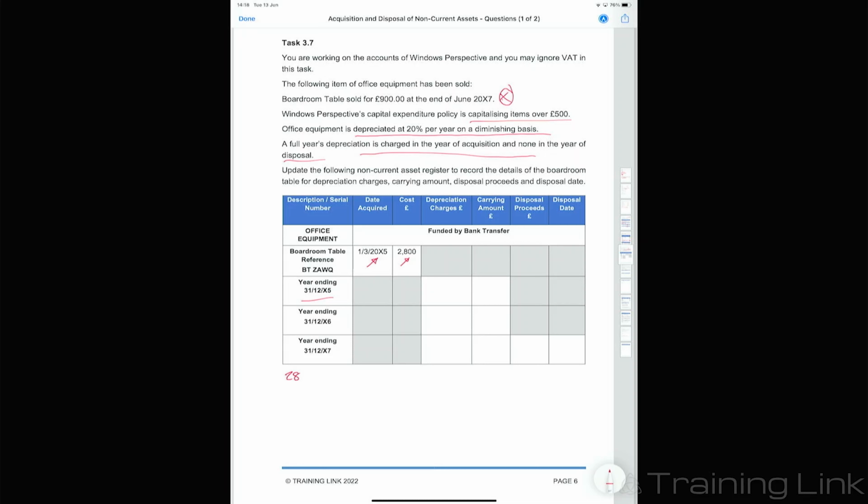So 2,800 times 20% should give you £560. So our first year depreciation charge is £560. This then gives us a carrying amount of £2,240. The difference between what we paid for it and the depreciation we've charged. So 2,800 minus 560 equals 2,240.